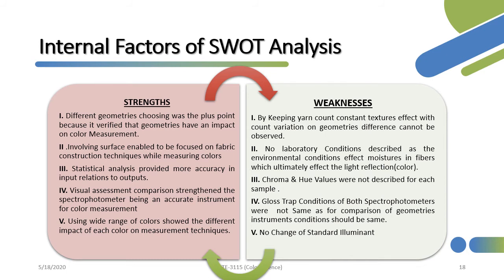Then the fourth strength was the visual assessment comparison with the measured spectrophotometric values, as the author wanted to know which one is the more precise and accurate method for the color measurement, and it was ultimately proved that spectrophotometer is a more accurate device for the color measurement rather than the visual assessment. And the fifth plus point was that the author used a wide range of colors to examine the effect of texture on colors and the effect of textures on the changing spectrophotometer geometries. So all these 5 points were the strengths of our research paper.